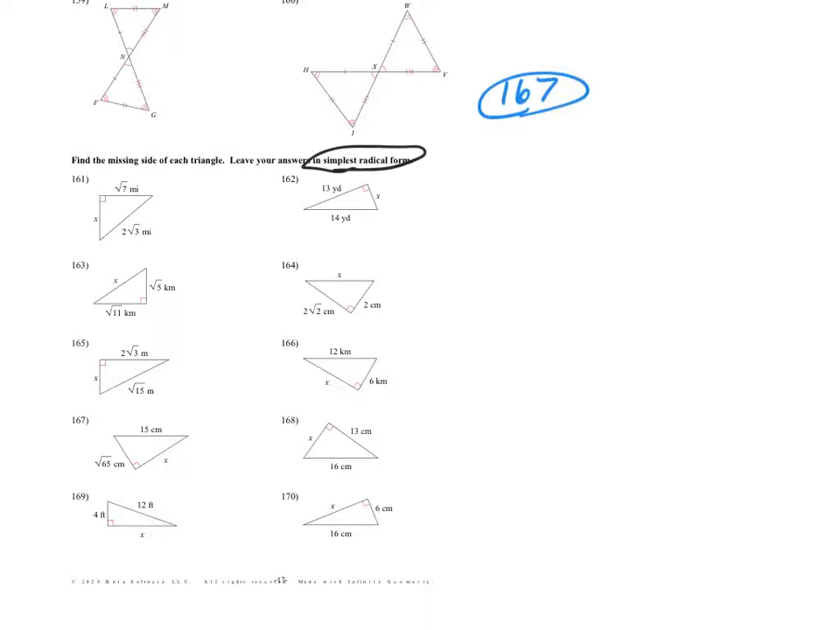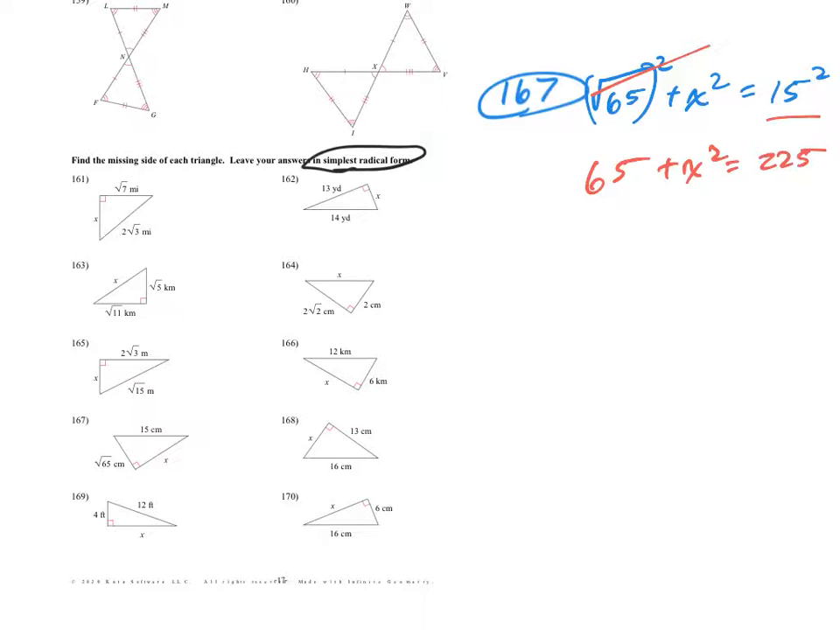The first thing I'm going to do on 167, find my hypotenuse, which in this case, draw my line through it, gives me 15 as my hypotenuse. So I'm going to come over here and set that up, and that's the square root of 65 plus x squared, I forgot to square my square root of 65 there, sorry about that, equals 15 squared. So a squared plus b squared equals c squared. Now, if you'll remember, the radical and the square cancel each other out, so I'm left with just 65 plus x squared equals 15 squared, which is 225.